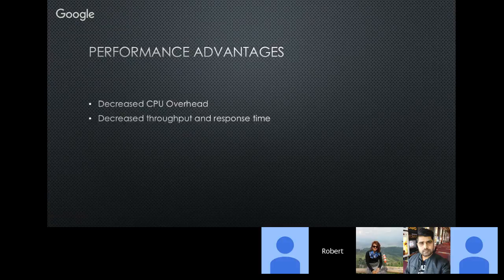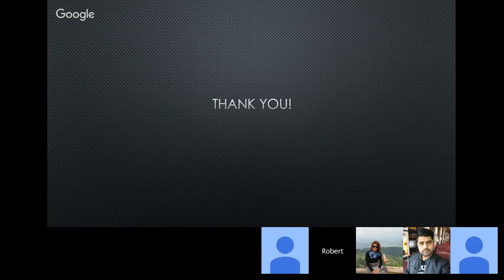So you're going to see decreased CPU overhead, and then you're going to see increased throughput and response time because as requests are coming in, you've got a queue of requests, and that queue is going to be shorter because there are fewer requests coming to that server. So you're going to see faster response time and things like that. And that's my presentation. Thank you for your time.